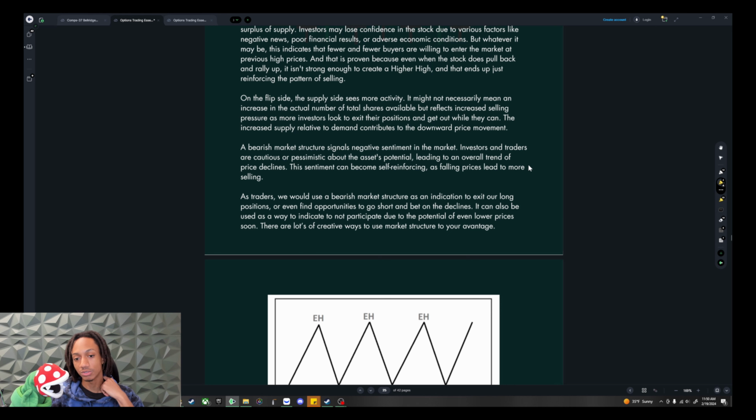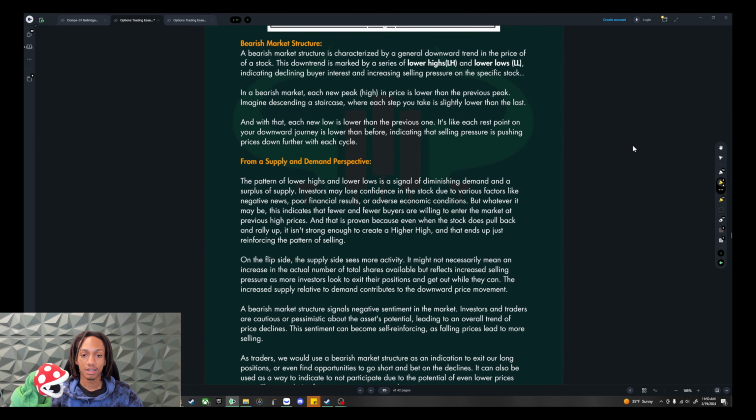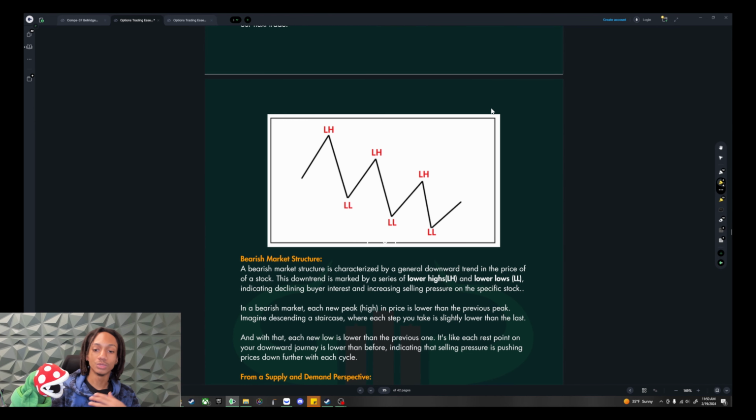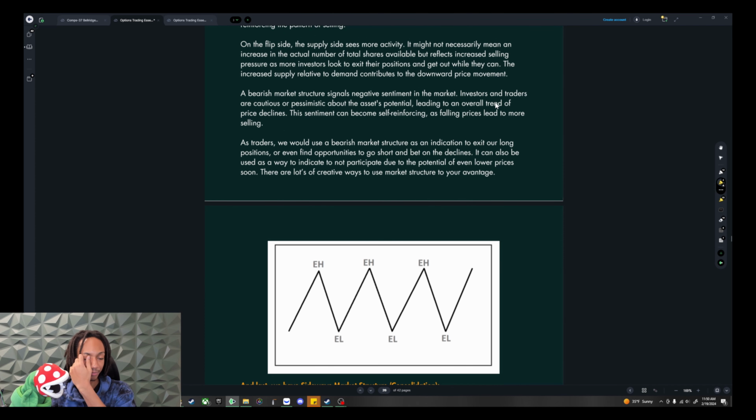And it obviously signals negative sentiment and prices declining, and it's kind of like a snowball effect. If prices keep going up, it leads to more buying. If prices keep going down, it leads to more selling. And that's where you've probably heard fear, greed, stuff like that. That's us as humans reacting to supply and demand and the interactions between supply and demand.